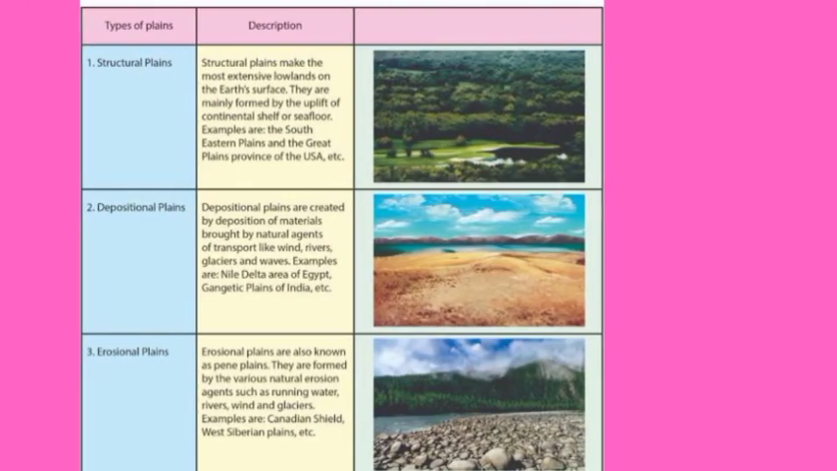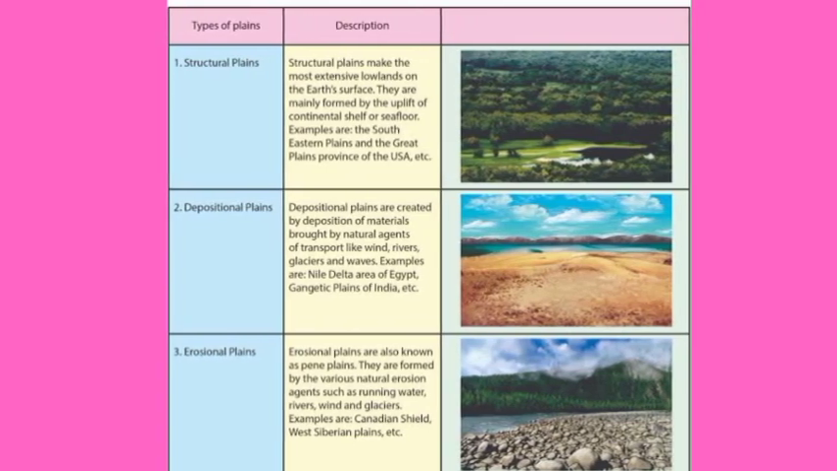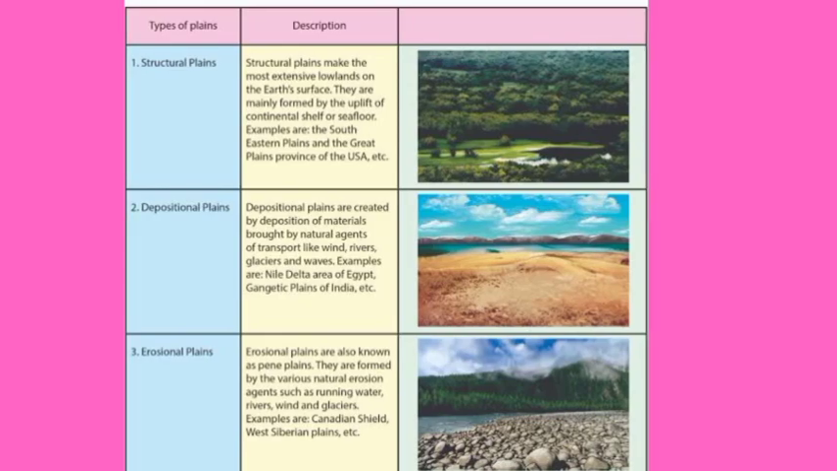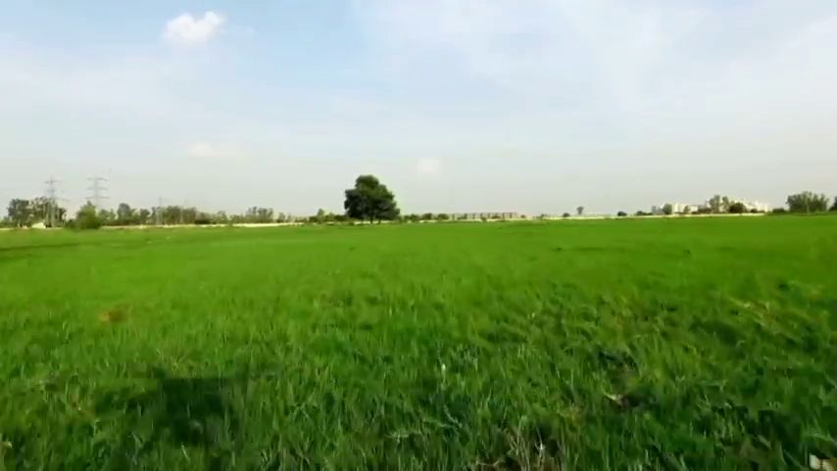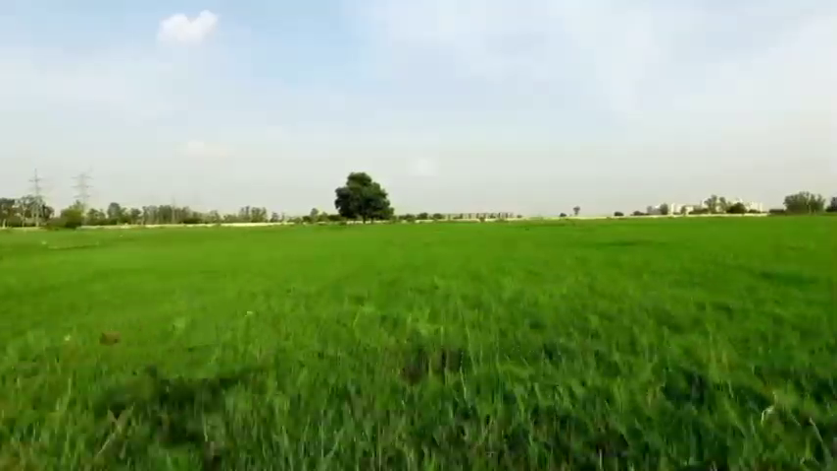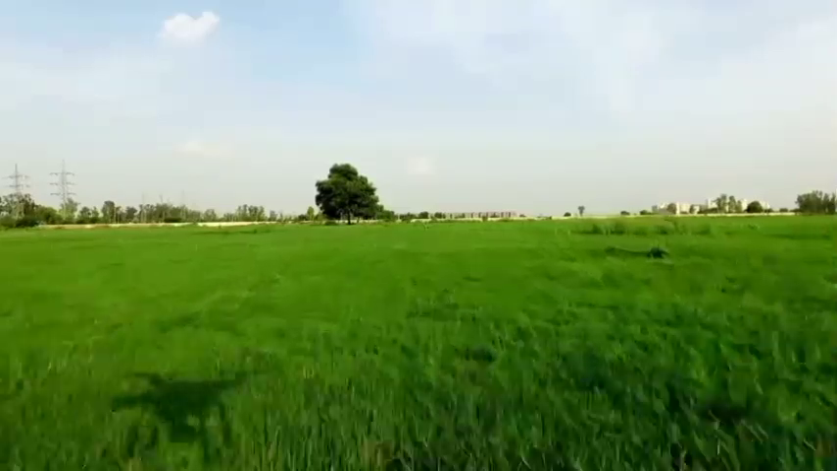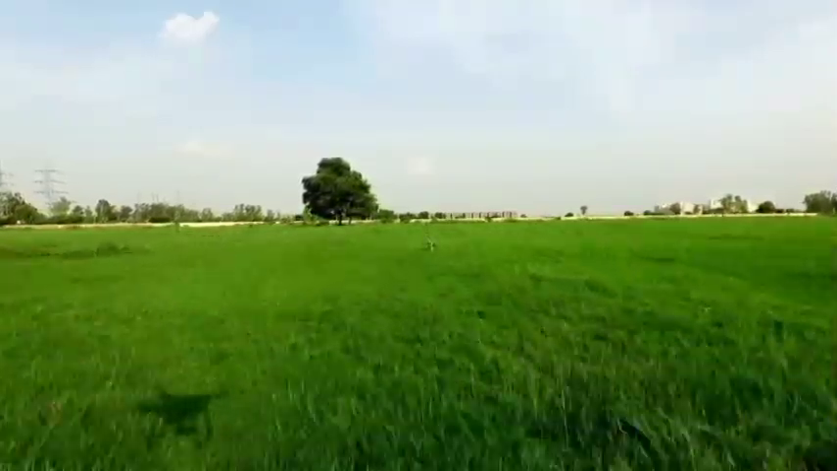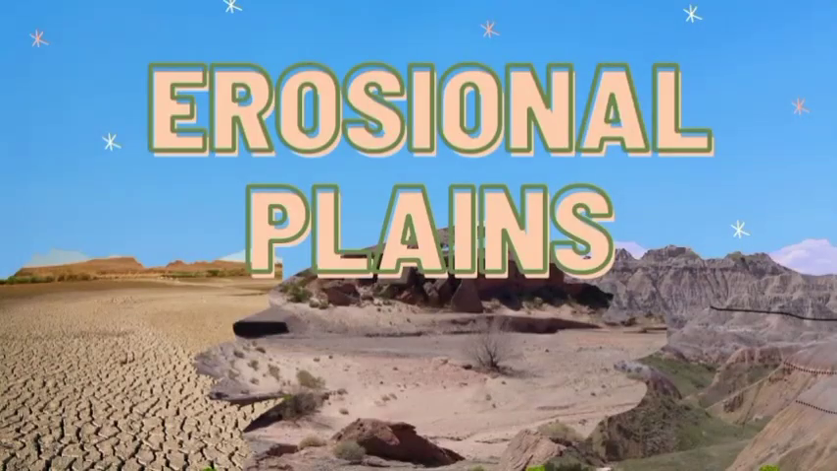This will take us to the types of plains. Basically, we have three major types of plains based on their mode of formation. The first is the structural plains. These plains are actually undisturbed horizontal surfaces of the earth, formed by bedded sedimentary rocks.